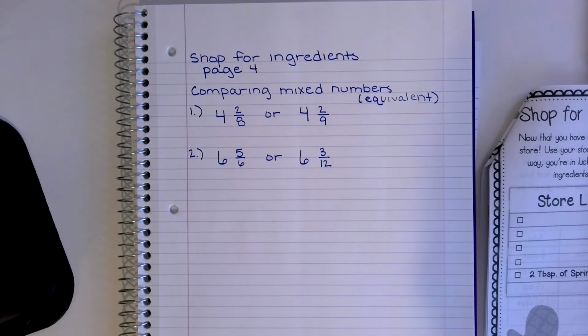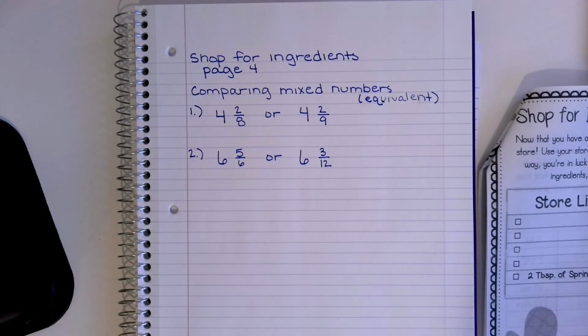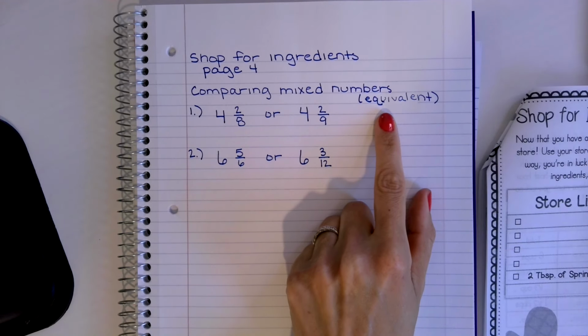All right, so for your page 4, I already talked about pages 1 and 2. Page 3 is just word problems, so you should be okay with that. Just make sure you use your Foursquare organizer. It will help you a lot. For page 4, it looks a little bit different. You're going to be comparing mixed numbers using equivalent forms. So this is what it looks like.